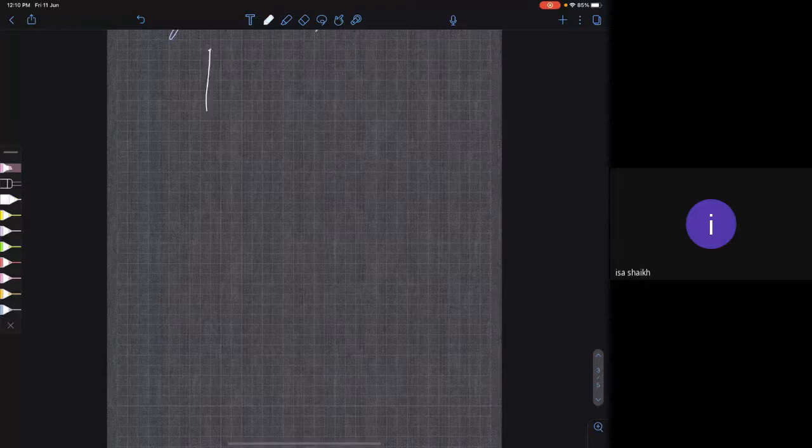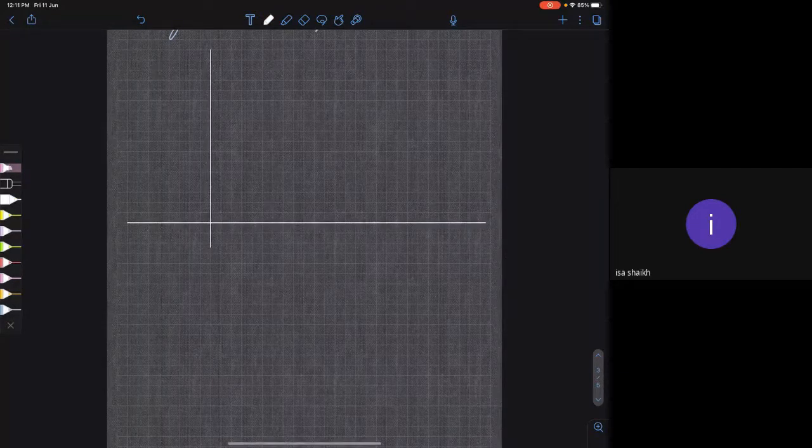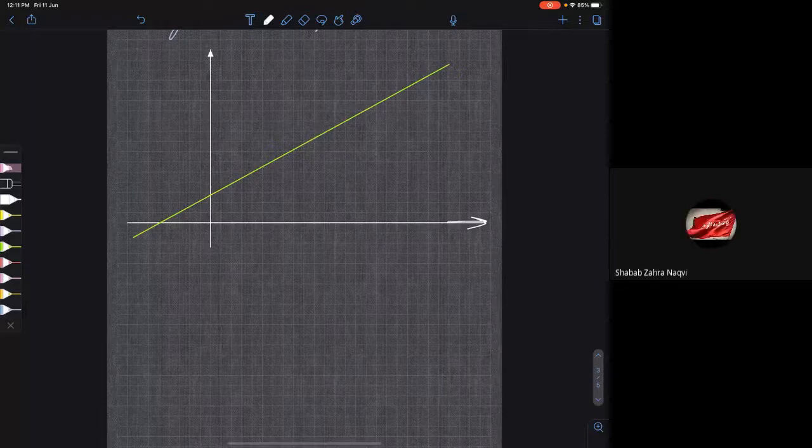See, suppose this is your equation. Now, the equation of a straight line. For example, this is the equation that you plotted. Now it doesn't matter where you see. So this is the y-axis and this is the x-axis. Clear? So this is your x-axis and this is your y-axis.